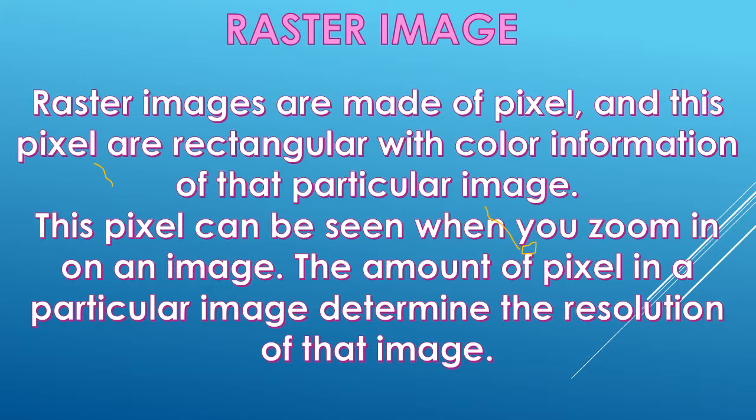You're looking at it like a square shape, but they are rectangles. Each rectangle has a different color formation. Any image you take from the web, or any image you stretch up and zoom in on, and you notice the edges have this square shape or look pixelated, we just know you're working with a raster image at that time. Now, the number of pixels in a particular image determines the resolution of that image.